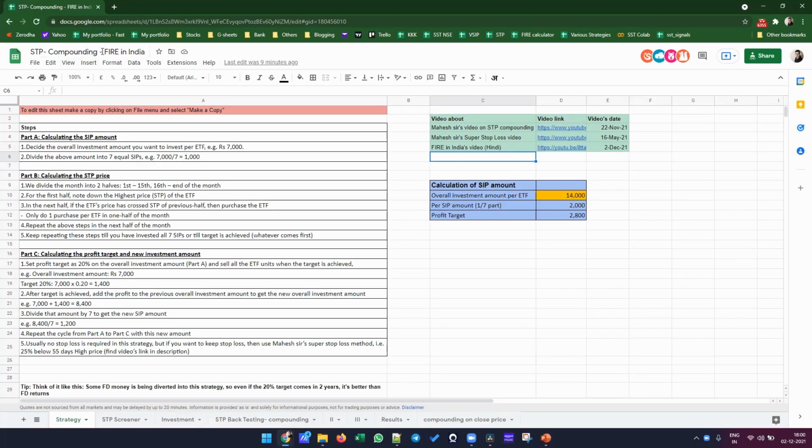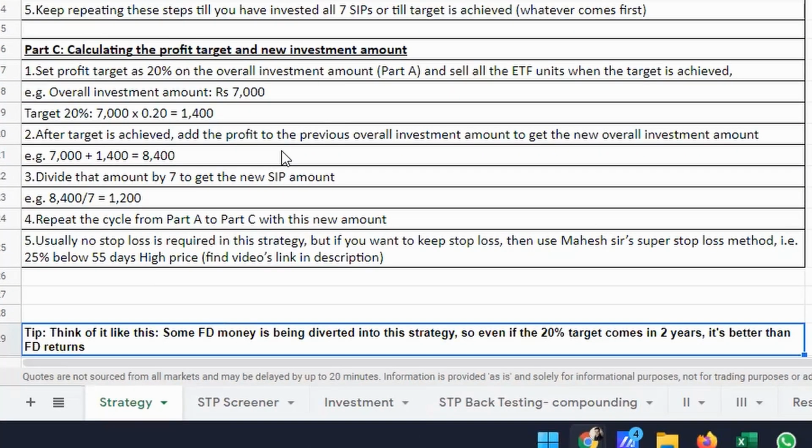The name is STP Compounding Fire in India. The first sheet is strategy. This has all the steps that you need to perform. And I've also given a tip at the end. What it says is just think of this as some FD money getting diverted into this strategy. So even if we do not get that 20% target in 2 years, that means we're getting it in 2 years, we are making 10% a year, which is much better than FDs, which is giving like 5% a year, around that figure. All right, that's just a tip psychologically so that you can stay with this strategy.